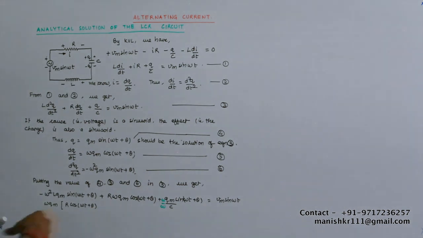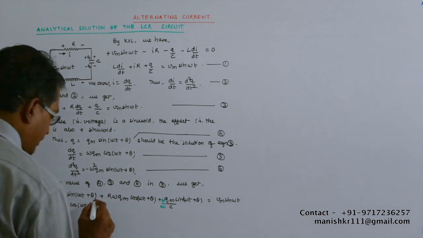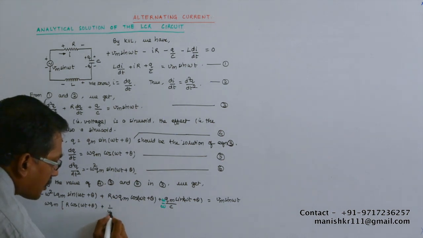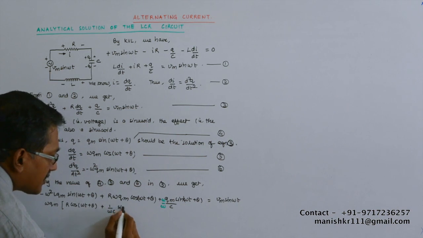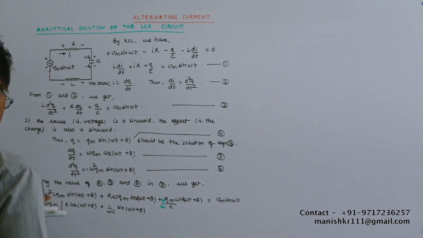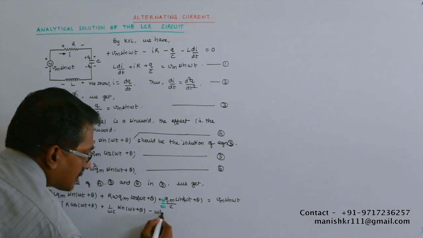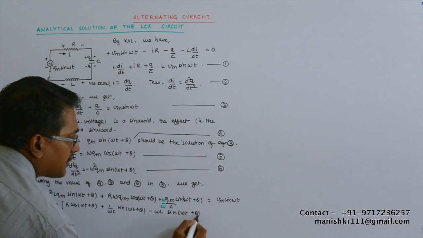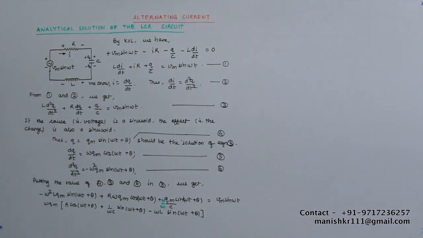So what happens? If I have taken out this omega qm, then I am left with 1 upon omega c. Is it not? So it is plus 1 upon omega c sine omega t plus theta, and I am left with omega qm gone, so minus omega l. So minus omega l sine omega t plus theta. Correct?